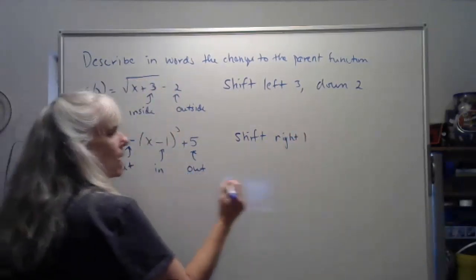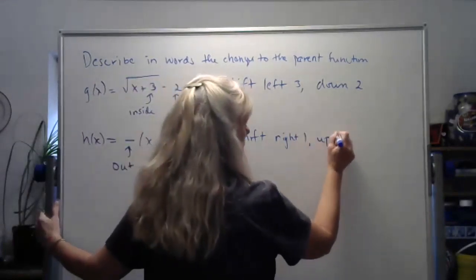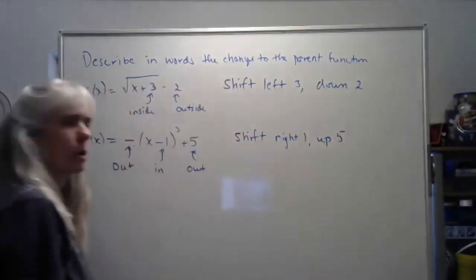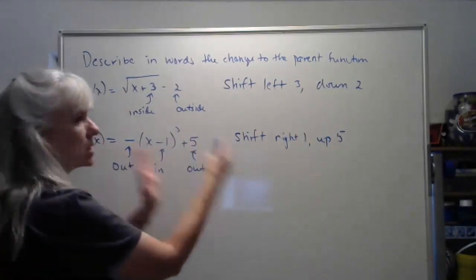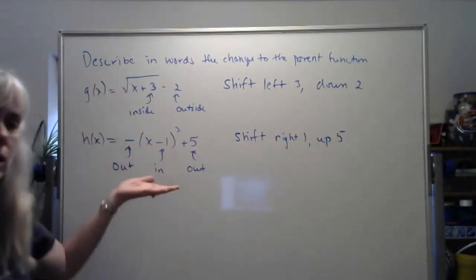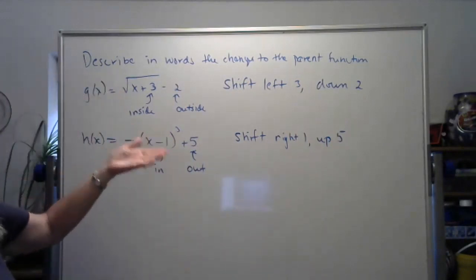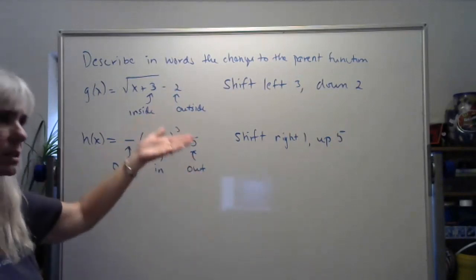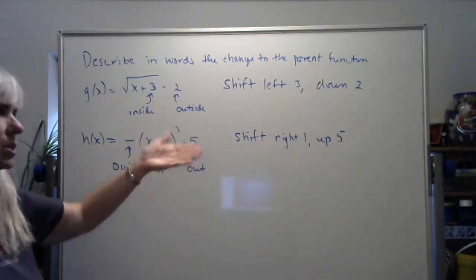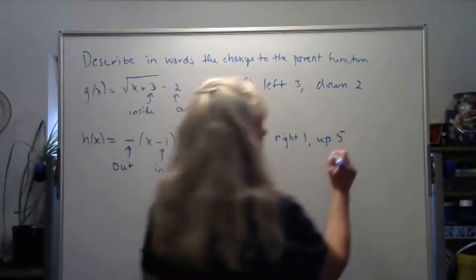Okay, this plus 5 on the outside is going to shift it up 5 because you do what it says on the outside. All we have to address is this negative out in front. And because this is a negative times something, we know it's going to be a reflection. And because it's outside, we have to change the sign on the y's. So when I think about changing the sign on my y, that tells me I'm reflecting over the x-axis.